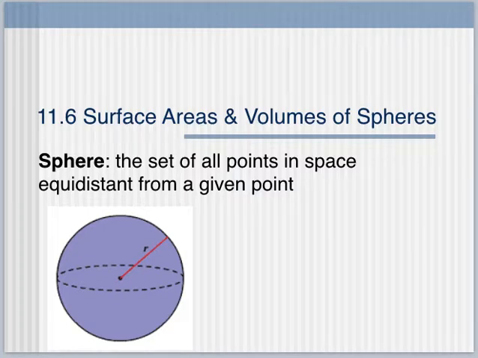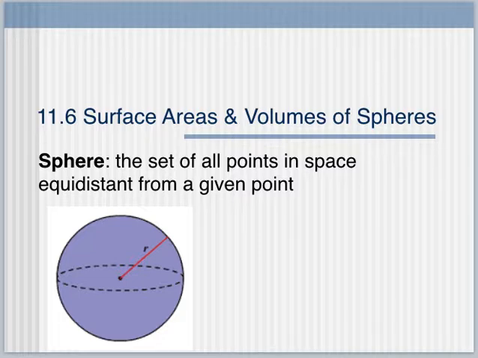One really common three-dimensional shape that we haven't talked about yet in Chapter 11 is the sphere. So today you're going to learn how to calculate both the surface area and the volume for spheres. The technical definition of a sphere is the set of all points in space equidistant from a given point.